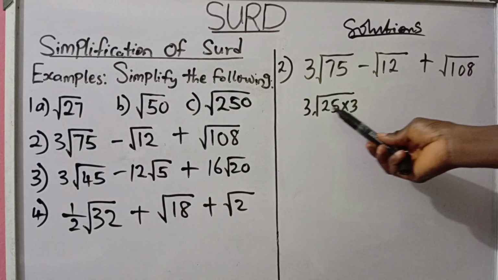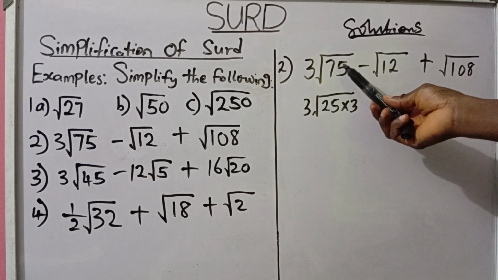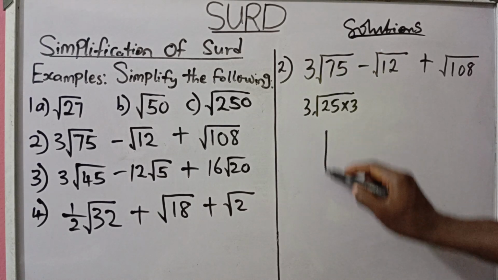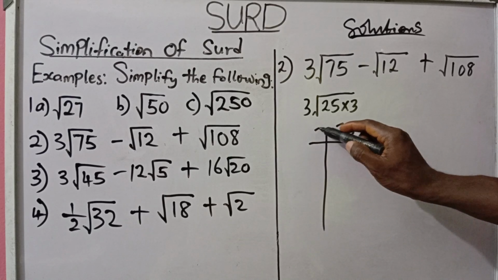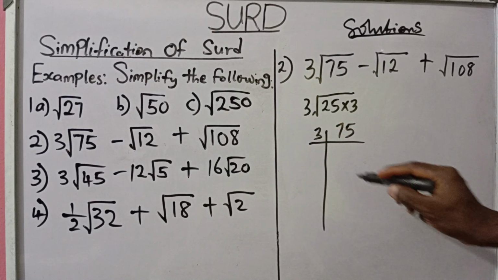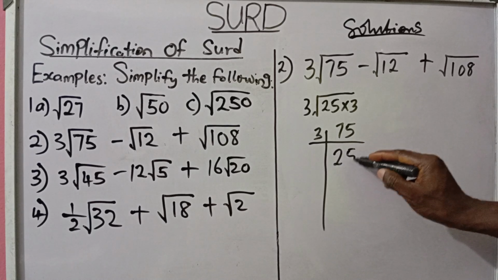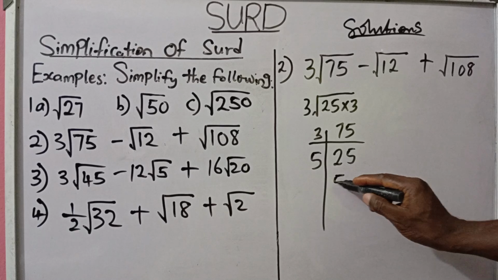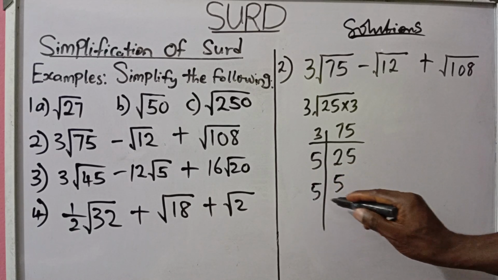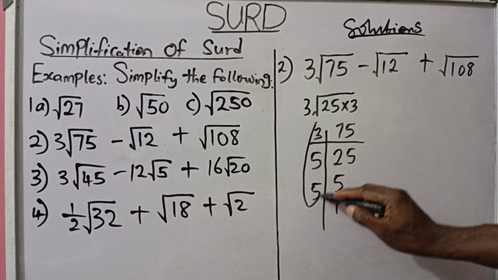If you are finding it difficult to locate the number you are going to be using, you can do it this way to figure it out. 75: 3 can divide 75, and when 3 divides 75, it will give us 25. Then 5 can divide 25, which gives us 5. And 5 divided by 5 will give us 1. So we are taking the multiples here.